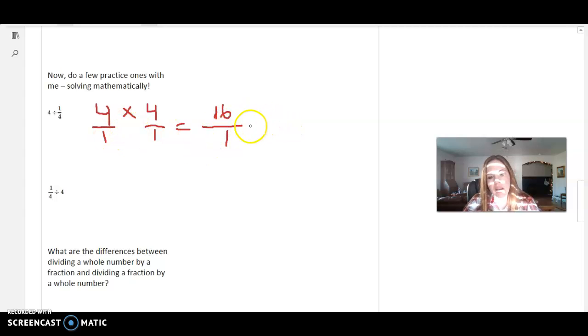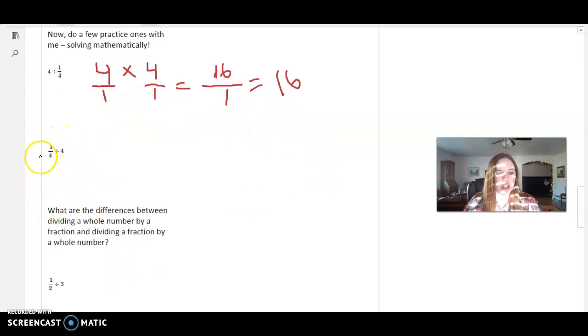Do we keep it this way? No, that's an improper fraction. So 1 goes into 16 times. So did we end with a whole number? We did. Okay, let's look at just the opposite, 1/4 divided by 4. So here we're starting with a fraction. What should we end with? That's right, we should end with a fraction. So we keep the dividend.